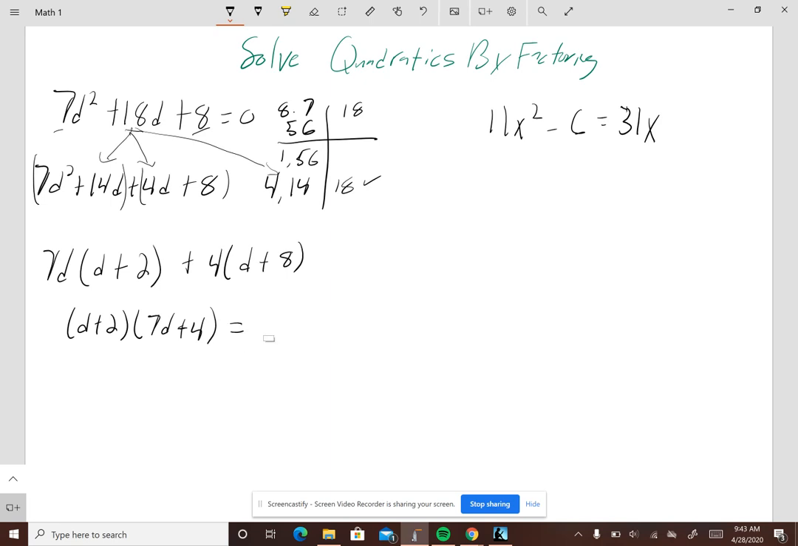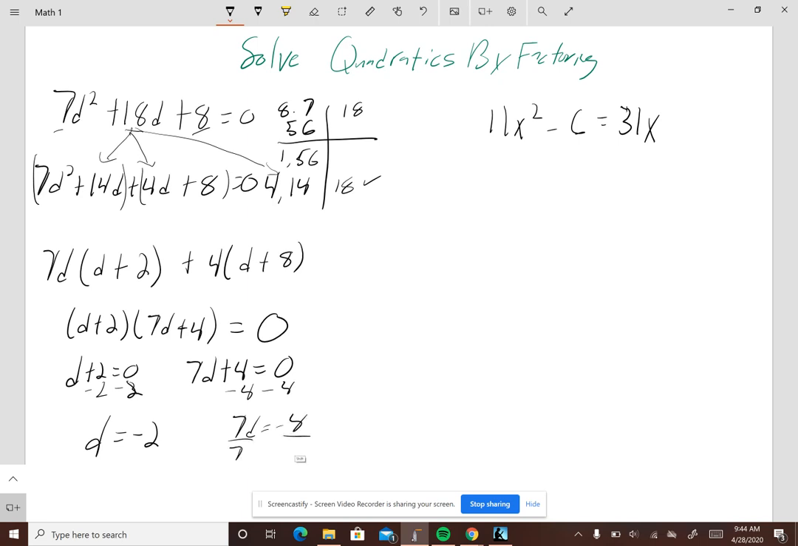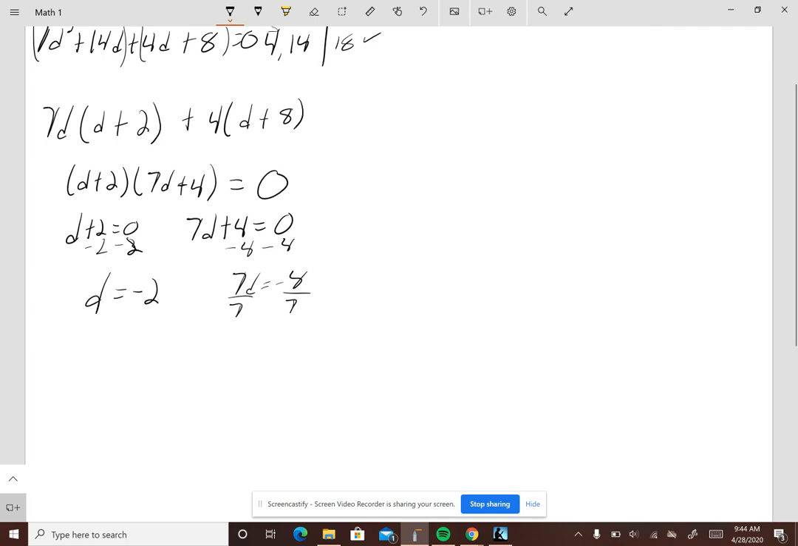And that's still equal to 0. This whole time, even as we factor this, it was always equal to 0 on this side. So now that we've got it equal to 0, what can we do? We can use the zero product property to find our 2 answers. So d plus 2 equals 0, 7d plus 4 equals 0. Subtract 2 from both sides, d equals -2, and then here, subtract 4, 7d equals -4, divide by 7 on both sides, and we end up with d equals -4 over 7. So now these are our 2 answers.